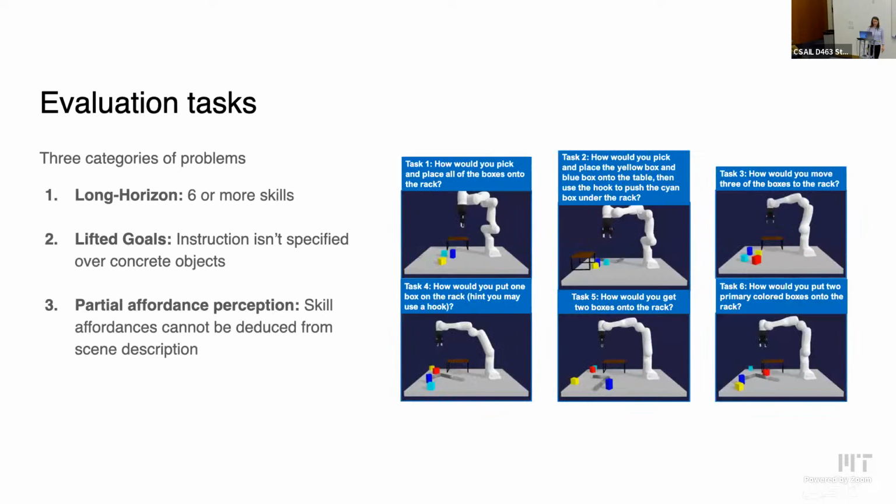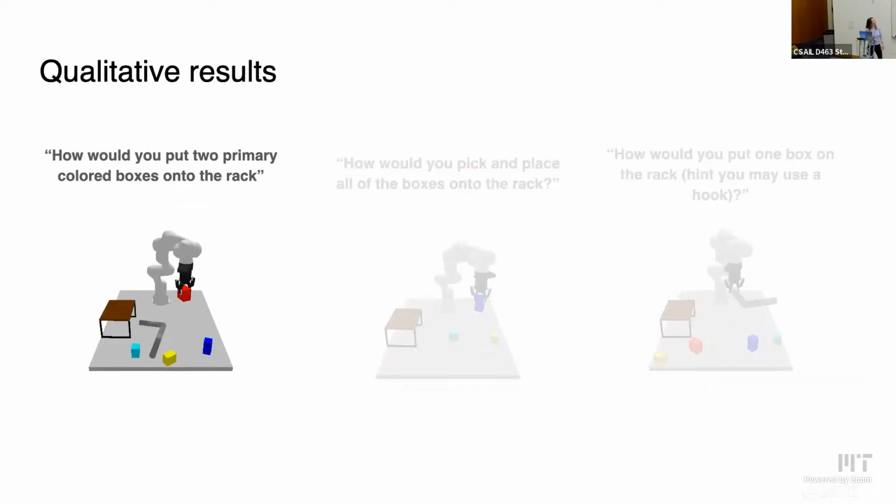And then we evaluate this in these different domains where we have either a very long horizon task or lifted goals where the instruction isn't specified over concrete objects. So for example, you want 2 of the blocks on the rack, and it doesn't matter which ones. And then we also have tasks where the full geometry of the environment is not explained. Okay, so how does that look? Here is a solution that the system came up with. How would you put 2 primary colored boxes onto the rack? It looks like this.